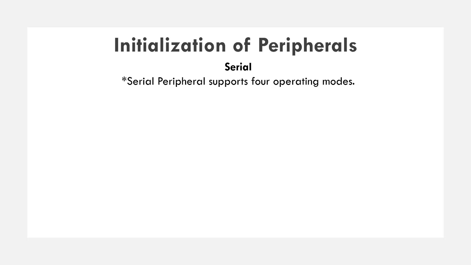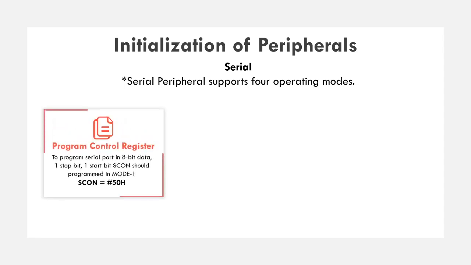The second peripheral here is the serial peripheral, which supports 4 operating modes. As per our statement, we have to select mode 1, that is 8-bit data mode with 1 stop bit and 1 start bit. This serial communication has 2 registers associated with it. The first one is the control register, that is SCON. To program this in mode 1, we have to put #50H value in this register.